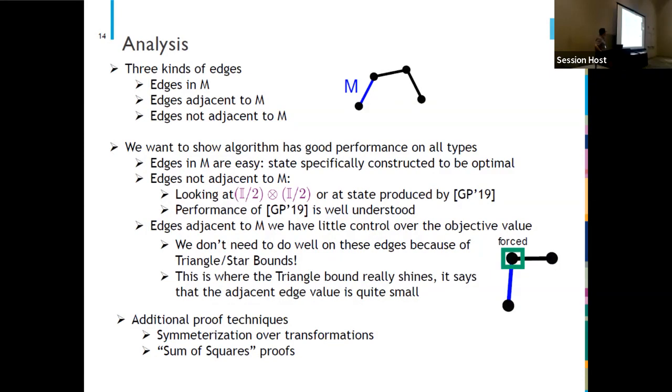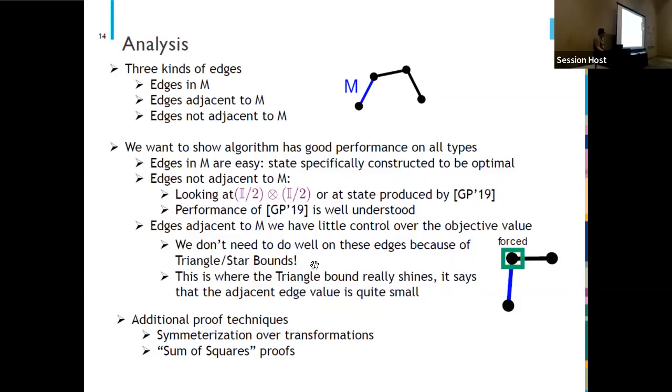The analysis is actually pretty easy to describe. So there are 3 kinds of edges you have to worry about: edges in M, edges immediately adjacent to edges in M, and edges that are far away from M. Edges in M, that's easy. We've purposefully designed our algorithm to get good objective on those edges. Edges far away from M are also not too bad, because in the entangled case you're looking at the maximally mixed state, whereas in the product state rounding you're looking at the performance of GP rounding, which is very well understood. The thing we have to worry about are the edges that are immediately adjacent to edges in M.